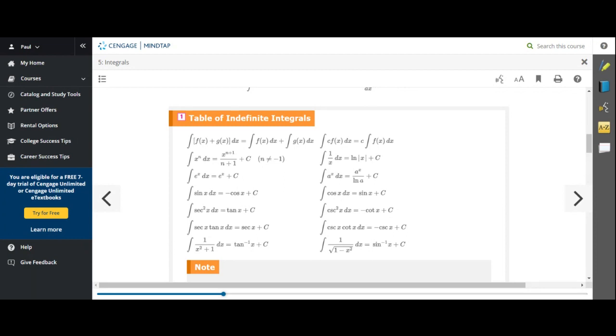Once again, in Calculus 1, you ended that course by learning about finding antiderivatives. This is a table in section 5.3 from your ebook that has different antiderivative rules. For instance, a polynomial is a function that you can find the antiderivative of. The exponential function, the integral of e to the x dx, equals e to the x plus a constant.